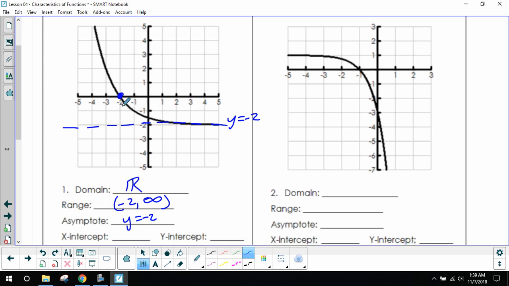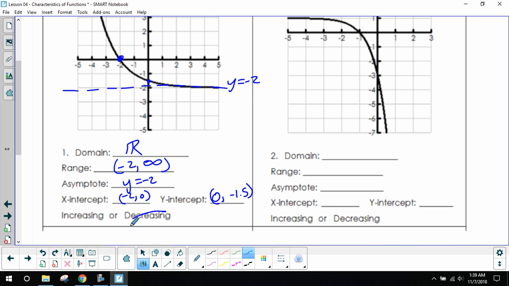Y-intercept is right there. I'm just going to argue a half for the sake of time, since now it's 1:39 a.m. in the morning. So 0, -1.5. See what else we got under here. It is decreasing. This is decreasing.